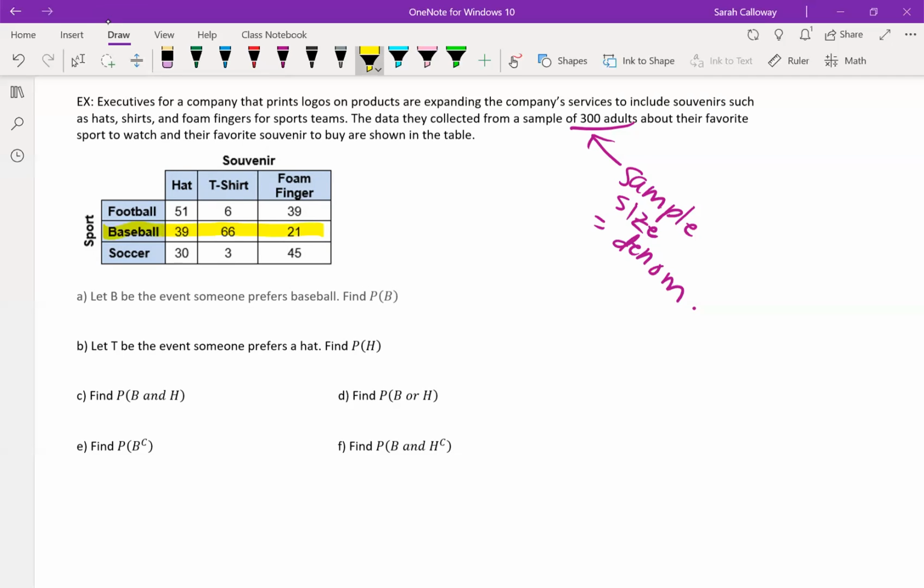What we're going to do is divide the total for that row by our sample size of 300 adults. So we want to add up those values, 39 plus 66 plus 21, which gives us 126. They might let us have that as an answer, so it might have 126 over 300 as an option. It might want it reduced, which reduces to 21 over 50. Or it might want it as a decimal. So if I evaluate 126 divided by 300, it's about 0.42. You want to look at your options for your answer choices to determine how you're going to write your answer.